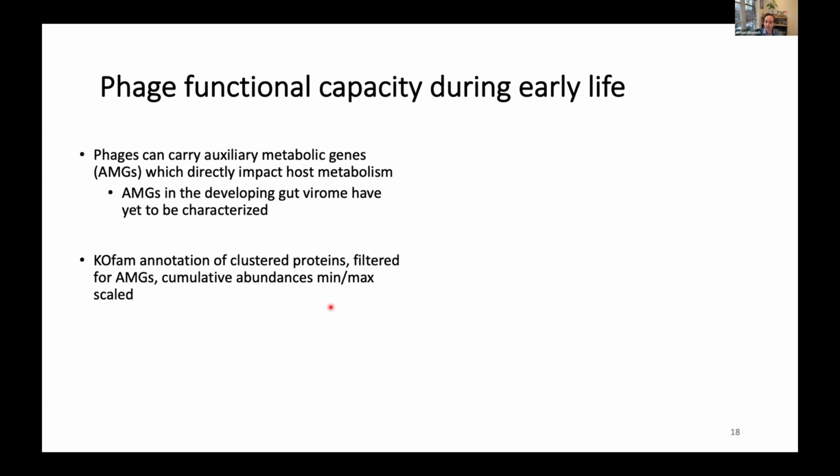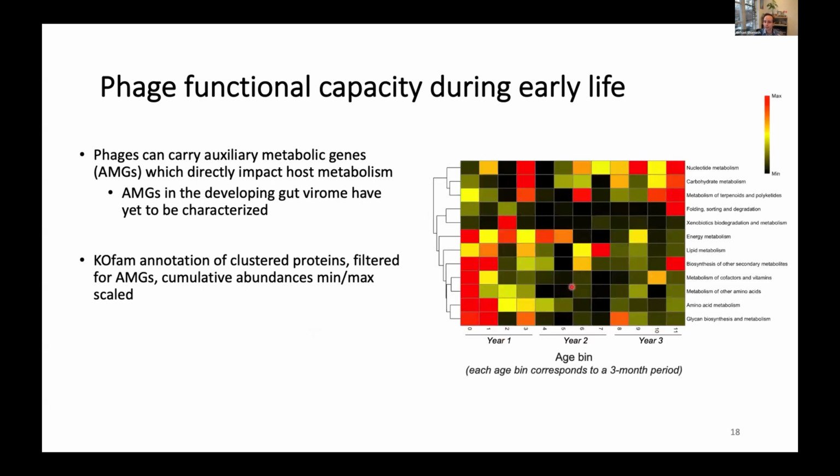And after running our viral OTUs and all the 800,000 or so ORFs through our annotation pipeline, we could look at the metabolism categories according to the KEGG metabolism classification system. And we start to see some interesting trends where if we look at the abundance of these different metabolism categories over time in the gut virome, you'll see that AMGs relevant for glycan metabolism or amino acid metabolism are most abundant in the first year of life, whereas some other AMGs like lipid metabolism or energy metabolism come in a bit later.